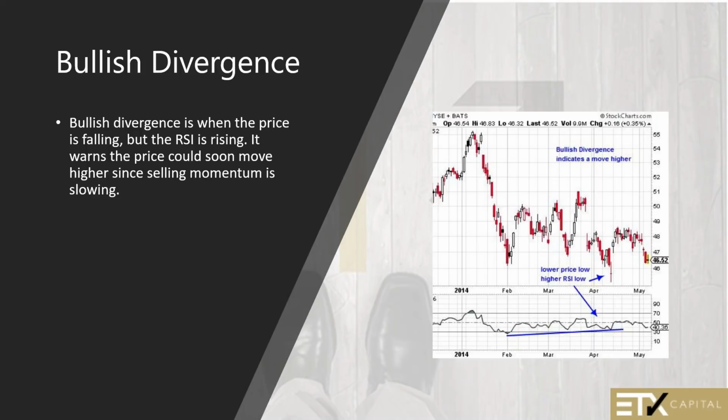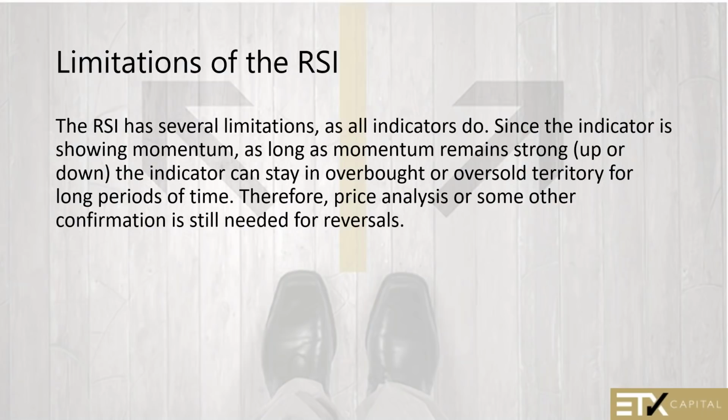Divergence is not a timing signal, as it can last a long time. Rather, divergence helps confirm other signals and lets traders know when a trend may almost be over. Bullish divergence is when the price is falling and the RSI is rising. It warns the prices could soon move higher since selling momentum is slowing.